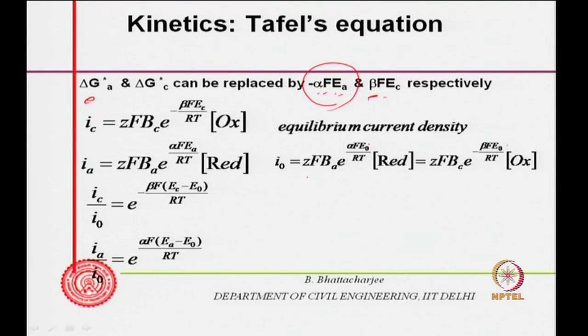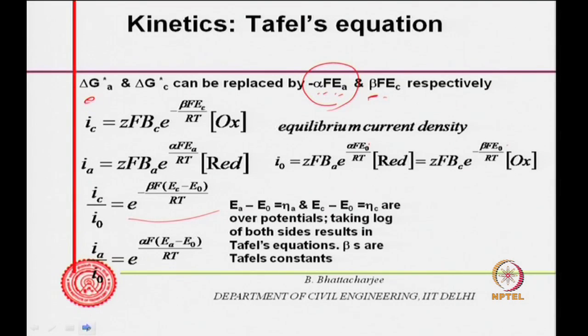when it is not at equilibrium, at any other current when there is a net current flowing, I C by I 0 can be written like this, because Z F will cancel out. It will be left with e to the power beta f (E C minus E 0) and (E A minus E 0). So, if I shift from an equilibrium potential to some potential by giving activation energy, this sort of relationship will be followed.